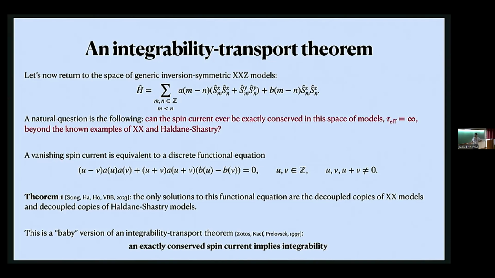And I would say this is a baby version of an integrability transport theorem. So it was noted by Zotos, Naef, and Prelovsek a while ago that integrable systems seem to generically have ballistic transport, but the converse statement was never proved, that ballistic transport implies integrability in lattice models. It's a conjecture that I think most people believe, and I think this is a baby step towards actually proving that conjecture, because at least for these models, we can show that an exactly conserved spin current implies integrability.